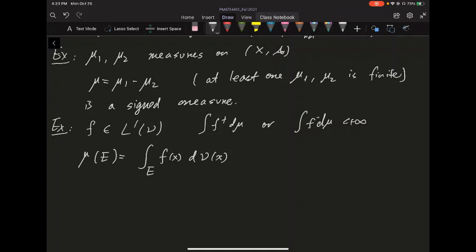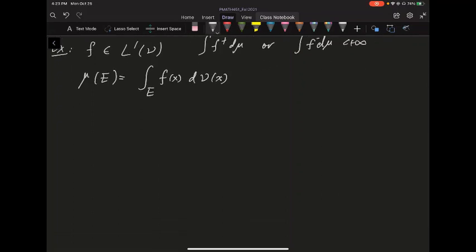On your assignment, you already saw that if f is a non-negative measurable function, then the integral you define this way ends up being a measure. But in general, if you have an L1 function, you can do the same thing. This mu is very similar to a measure, but mu is allowed to take negative values, so this is a signed measure. So here are two examples of why we care about the signed measure. A lot of nice properties hold for a signed measure.